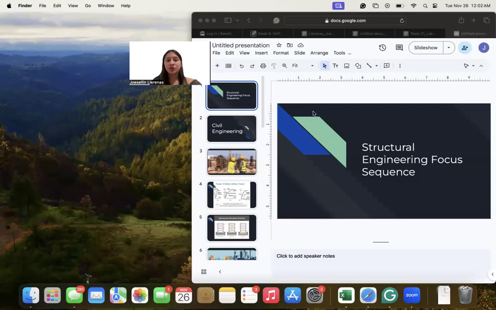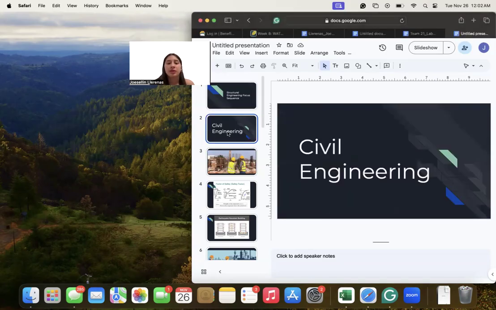These are my structural engineering focus sequence slides. First off, we will be starting with civil engineering. This is the first focus sequence.